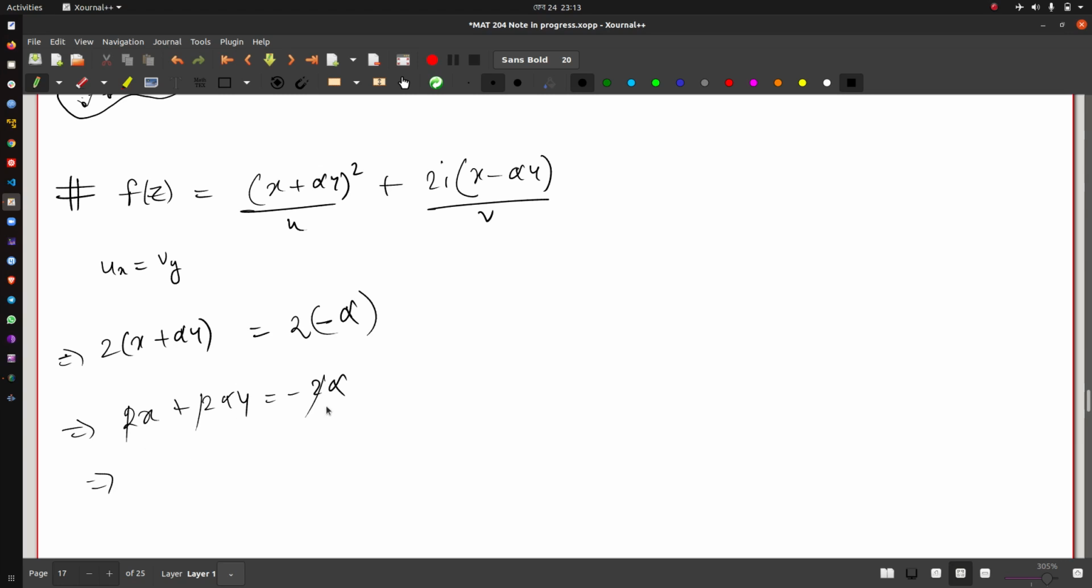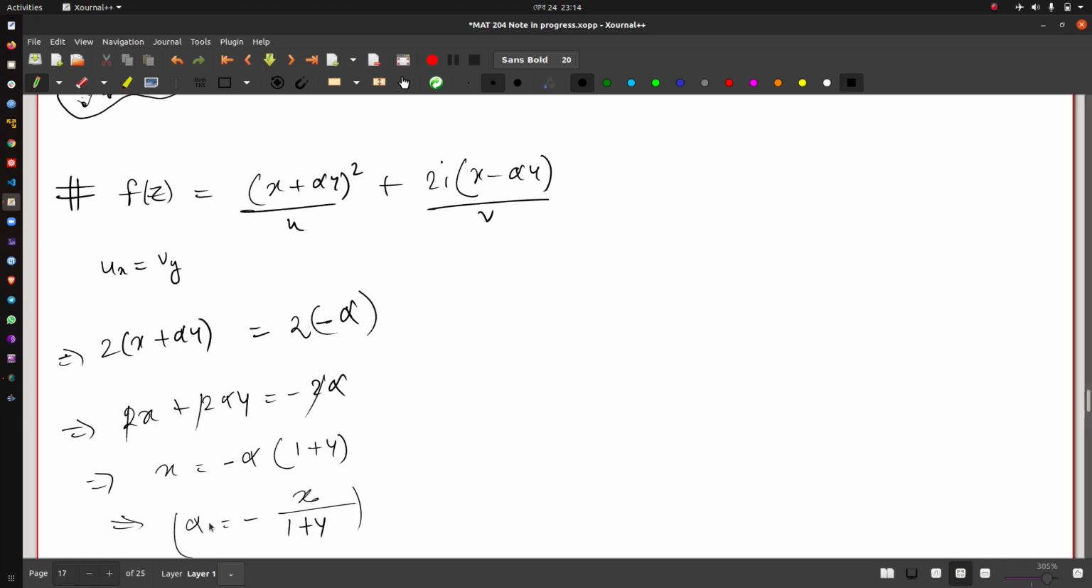We have to sort out this alpha, so x is equals to, let's say, minus alpha times 1 plus y, right? So this tells you that alpha is minus x divided by 1 plus y, like this.